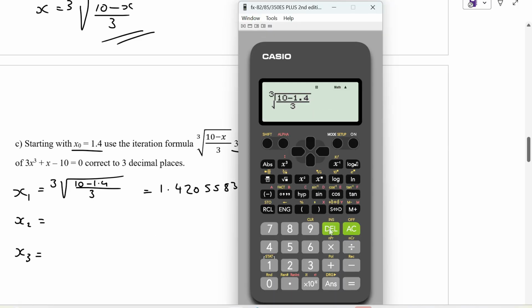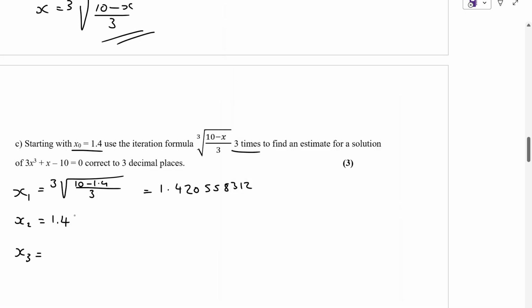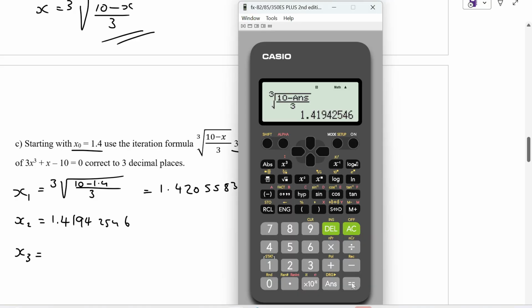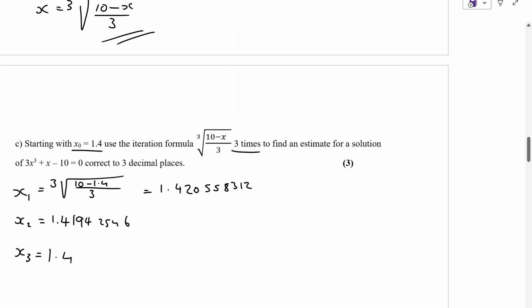For x2, I'm just going to change this to answer, which gives us a value of 1.41942546. Last one, x3, just going to press equal again. Gives us 1.419487.